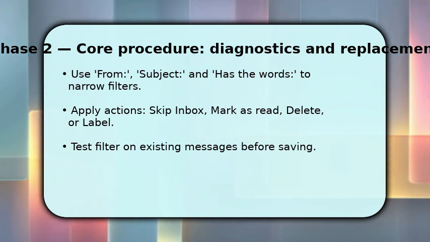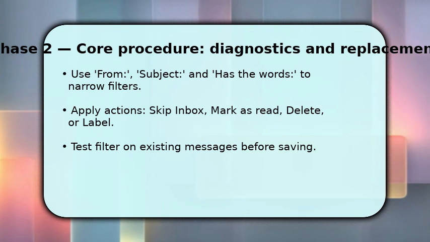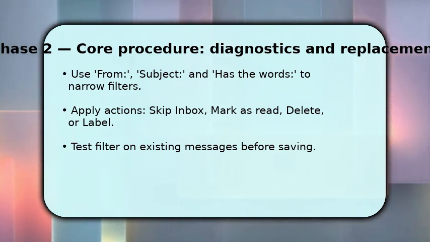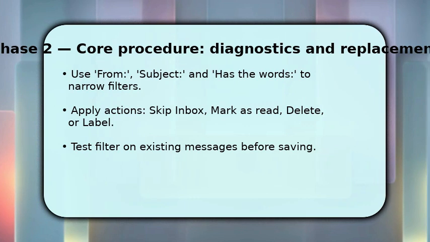Make sure to test each filter on 1050 existing messages so you can tune it. If many matching messages appear, adjust keywords. Otherwise, save and apply to existing conversations so Gmail cleans up.